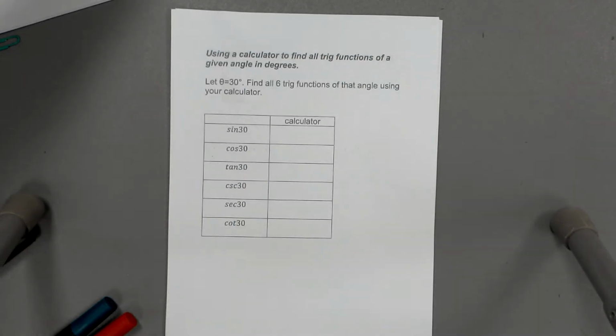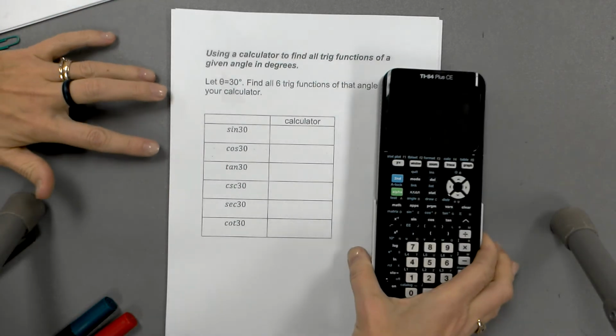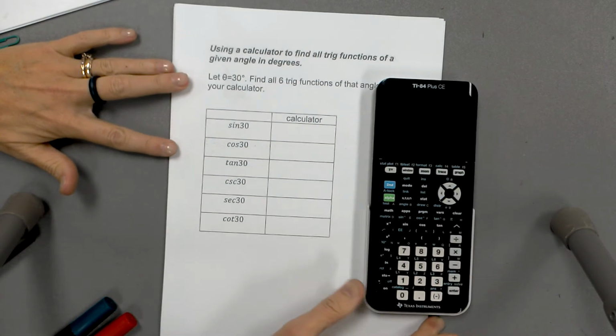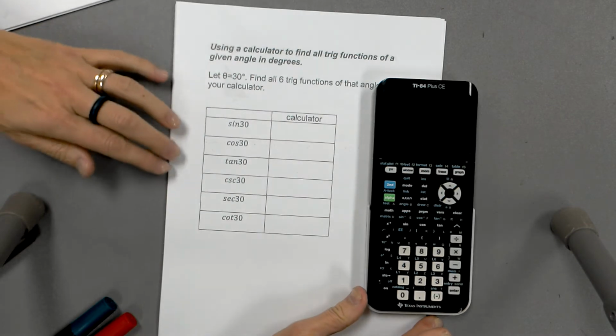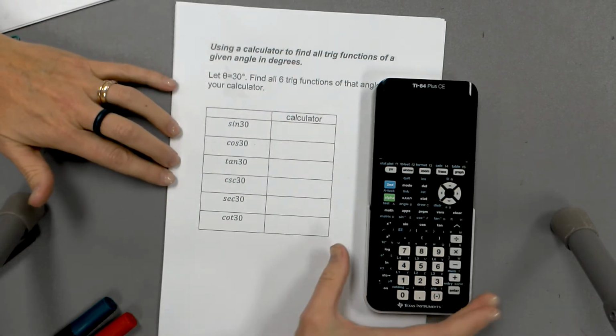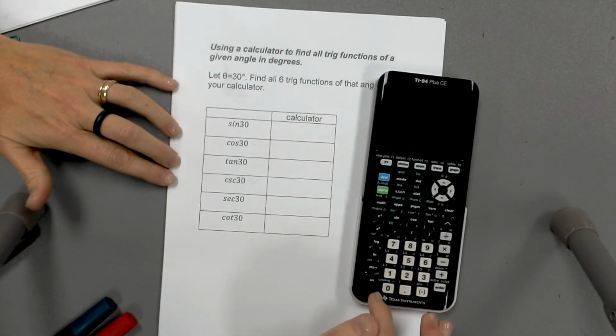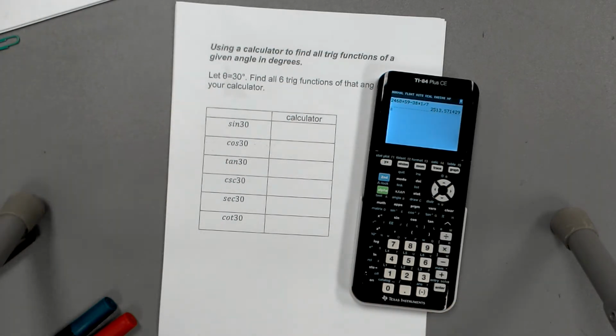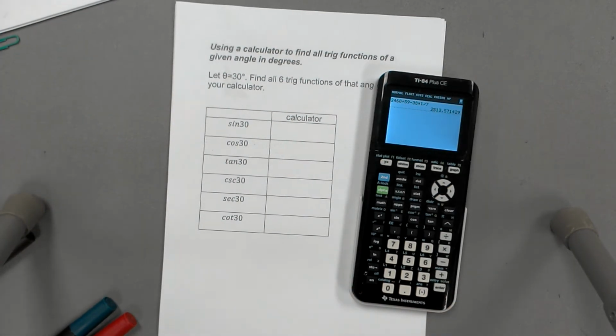Hi, this is Mrs. Burlstein, and my next video is just going to show you how to use the calculator in order to find the sine, cosine, tangent, cosecant, secant, and cotangent of a given angle. So I'm using a nice angle of 30 degrees, but it doesn't have to be 30.